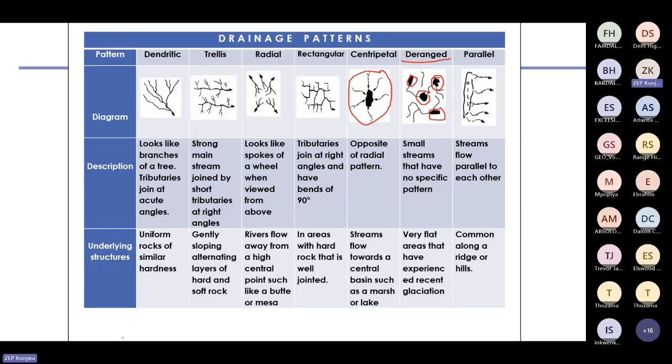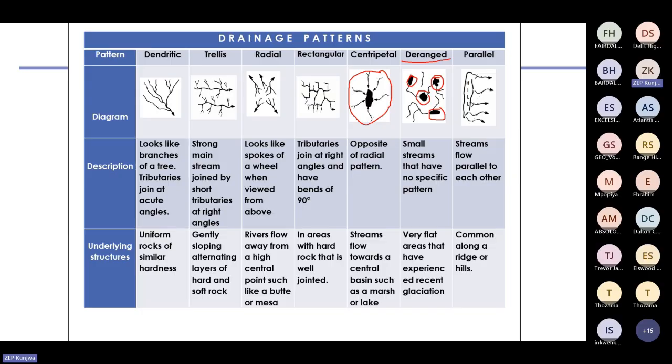How to identify centripetal on the map? The easiest way to identify centripetal on the map, you need to look at the different mountains. Obviously, you're going to have different rivers coming from different directions, meeting maybe in a dam, if you can see a dam or a lake where many rivers are coming into, then you should know that is your centripetal.